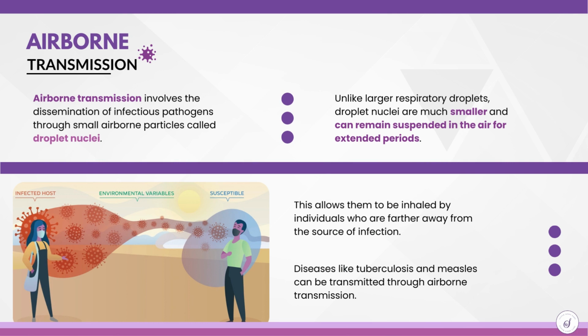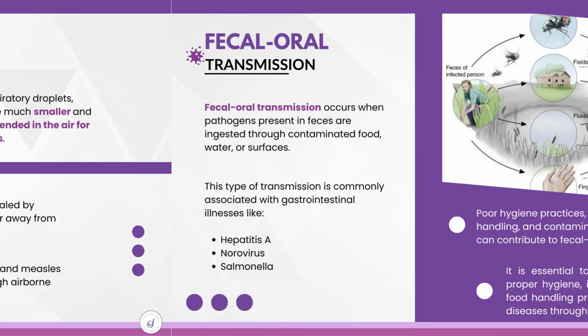Airborne transmission. Airborne transmission involves the dissemination of infectious pathogens through small airborne particles called droplet nuclei. Unlike larger respiratory droplets, droplet nuclei are much smaller and can remain suspended in the air for extended periods. This allows them to be inhaled by individuals who are farther away from the source of infection. Diseases like tuberculosis and measles can be transmitted through airborne transmission.